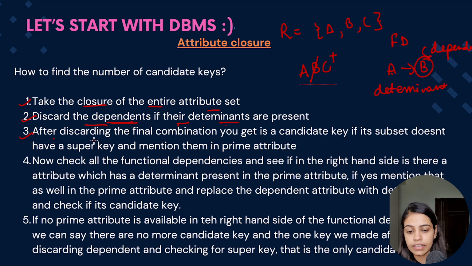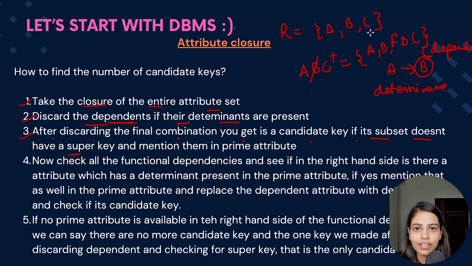Now after discarding, the final combination you get is a candidate key if its subset does not have a super key. So first we'll take the entire closure of all the attributes, and there we can find out that the closure will contain all the attributes of the given table, because we are taking the closure of all the attributes. So this is a super key.